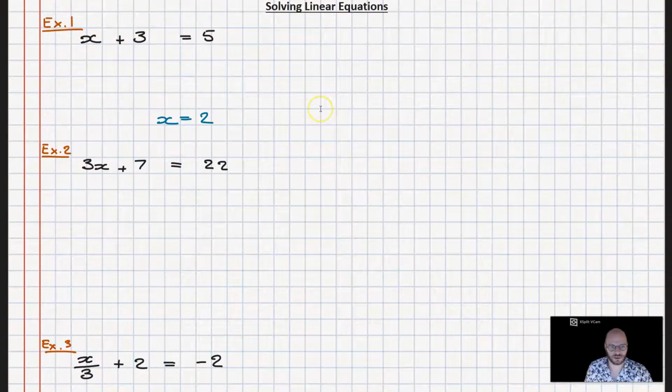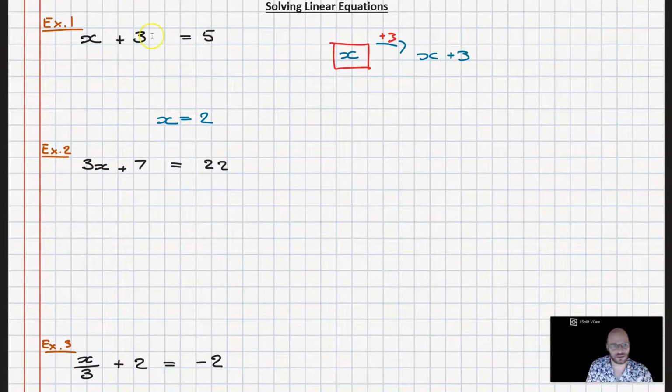Using the steps of a flowchart, what we're going to do is for this first example here, we have x plus 3. We ask ourselves, what do we need to do to x to build the expression x plus 3? And the answer to that is, well, we add 3 to it. So we plus 3, and that will give us x plus 3. Alright, if that's building the expression, how do we unbuild it? Well, rather than plussing 3, we take 3.